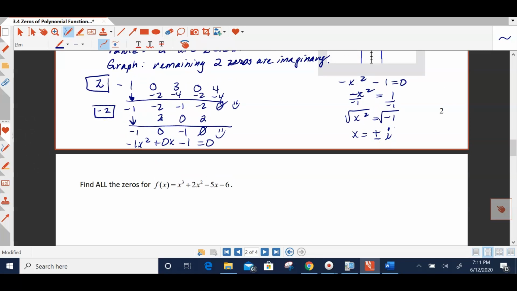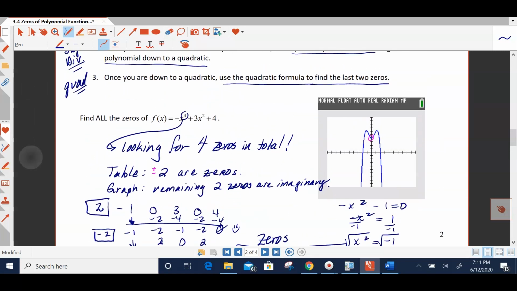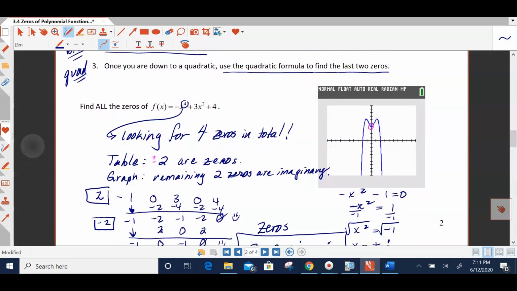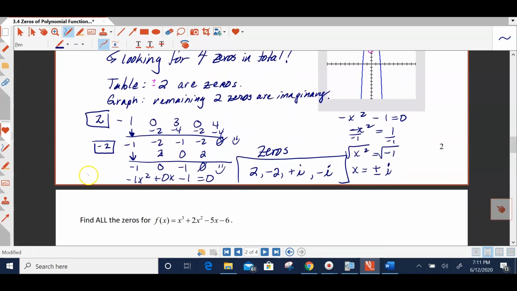So what is the listing of my 4 zeros? Right here in the middle, let's just list them. I've got a 2, a -2, a positive i, and a negative i. Notice these imaginaries come in a pair, conjugate pairs. So we go to our calculator first, find as many as we can from the calculator, then do synthetic division to get it down to a quadratic, and that's where our quadratic was.